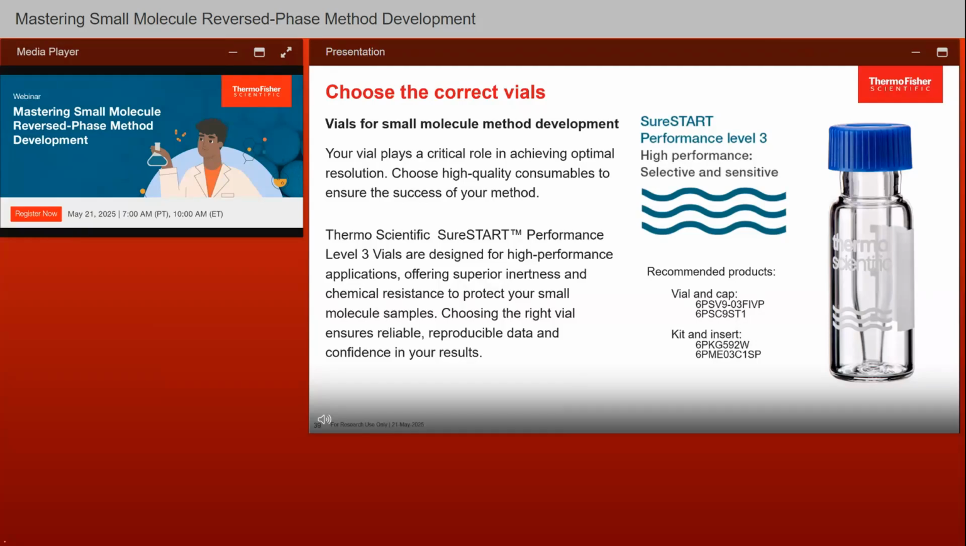Our shell of vials are available in 3 performance levels, ranging from everyday analysis to high-performance selective and sensitive vials. Choosing the right vial ensures reliable and reproducible data and confidence in your results.